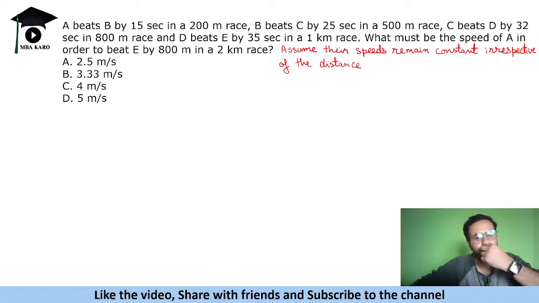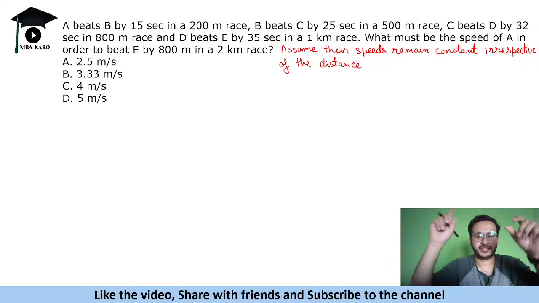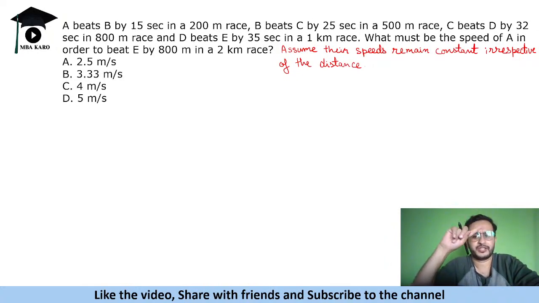So what is the problem here? Basically, we are given the relation between A and B. We are given the relation between B and C. So let us find a single relation. First of all, we find a single relation, that is, what relation will be formed between A and E.